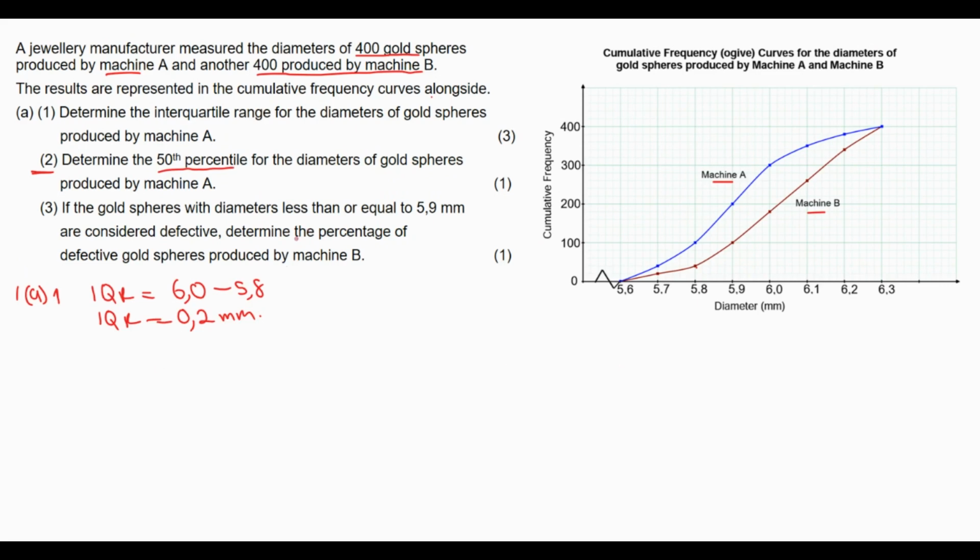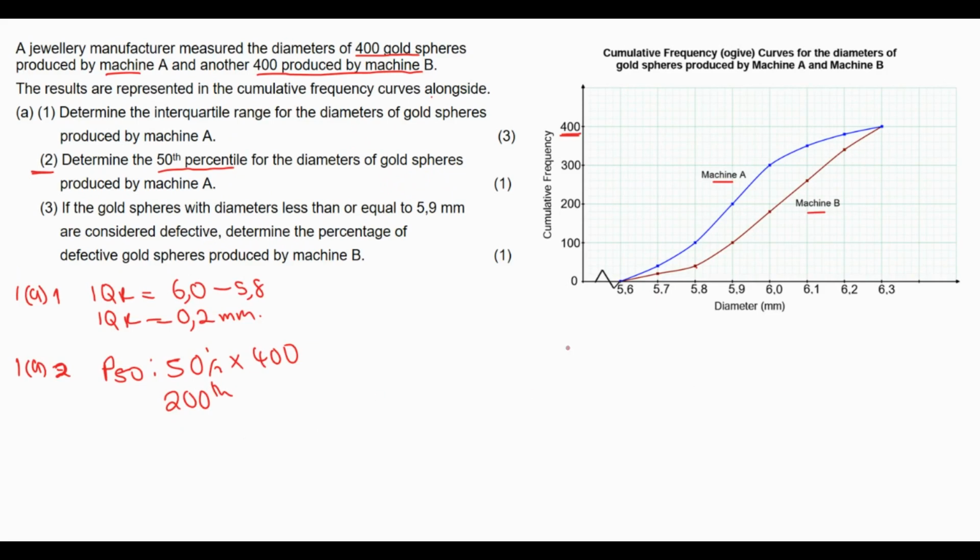So what do we do here? 50th percentile. So it means we have to find 50% of the total number of data items. The 50th percentile is position number what? We can say 50% of 400. And then 50% of 400, that means that's the 200th position, right?